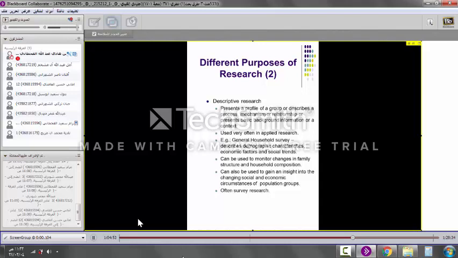These kinds of studies that they talk about now can also be used to gain an insight into the changing social and economic circumstances of population groups. And this is what I talked about, giving examples. This usually follows questionnaire surveys, interviewing people, comparing situations. I remember a colleague of mine, Dr. Hussein Abeid, he's an economist.